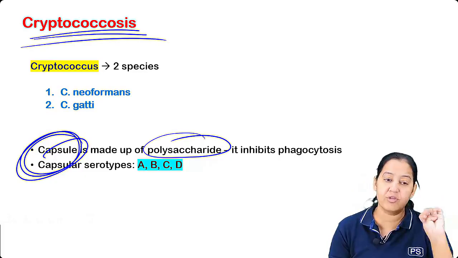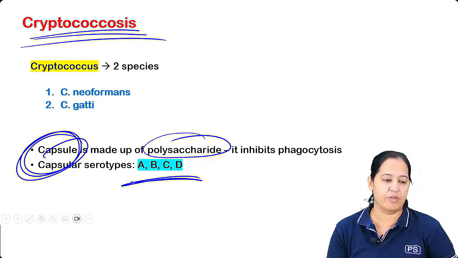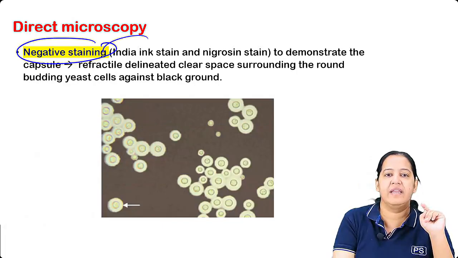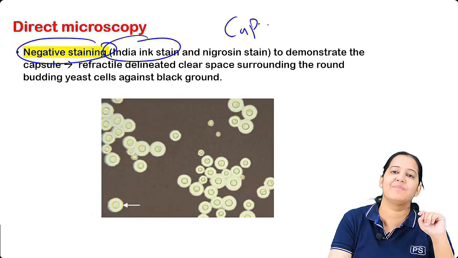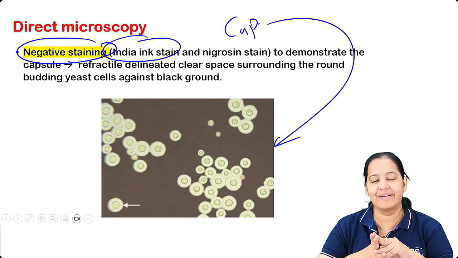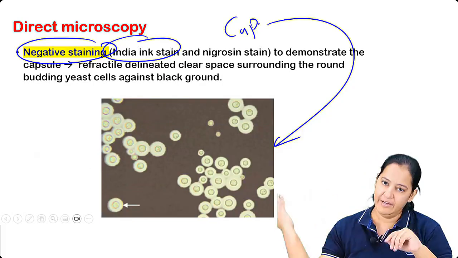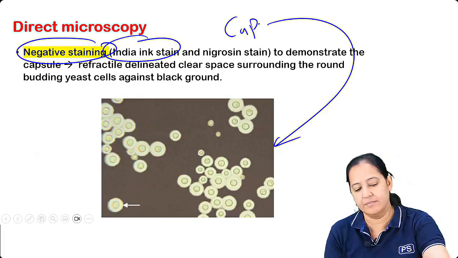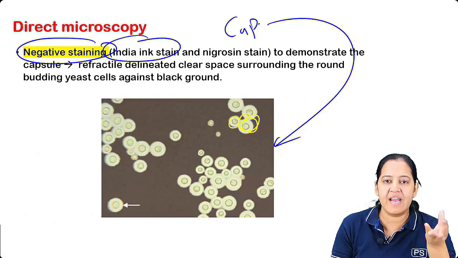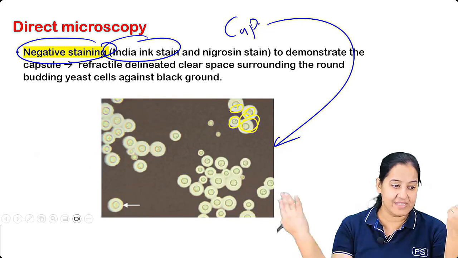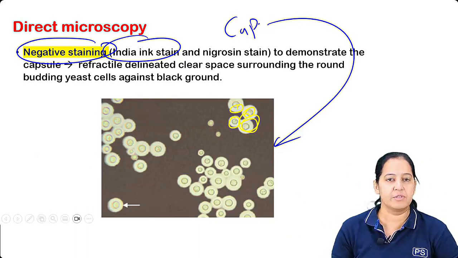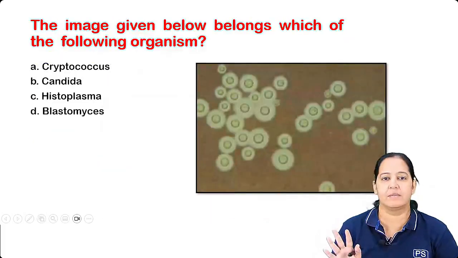Whenever a capsule comes, tell the types: A, B, C, D. It is of 4 types. So for diagnosis, we do negative stain, India ink. For all capsulated organisms, we do India ink. I must have told you, whenever I taught India ink, it is a negative stain in which we stain the background, not the organism. You can see the organism is standing out in the black background. So negative stain is done for the capsulated organism. So what do we use for diagnosis? Negative stain.